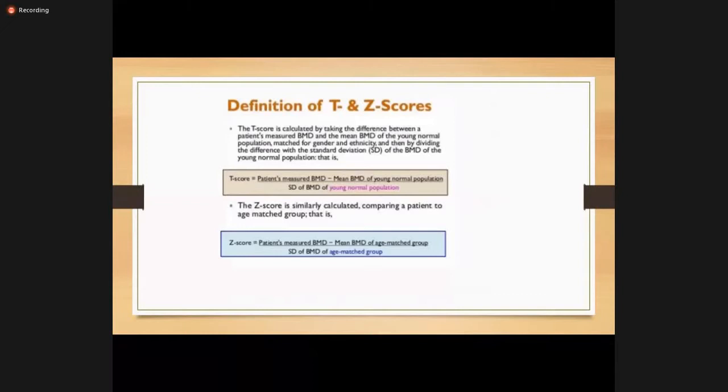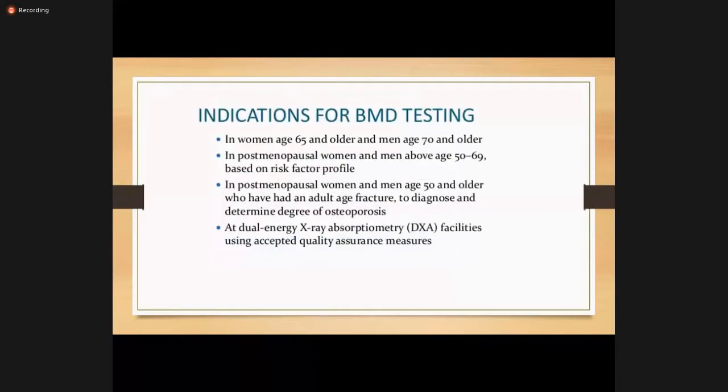And this is how we have already discussed, we calculate. Now the question arises, when and whom should be tested for bone mineral density. By definition, if the woman is 65 years of age or older, and a male 70 years or older, they need to have a bone mineral density or DEXA scan done to see the risk of osteoporosis. In postmenopausal women and men above the age of 50 and below 69, it is based on a risk factor profile.